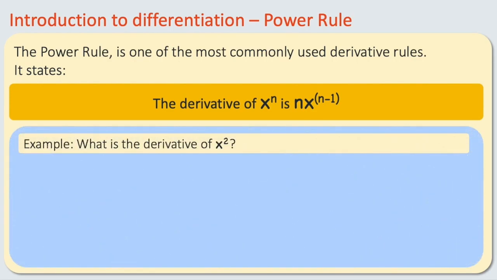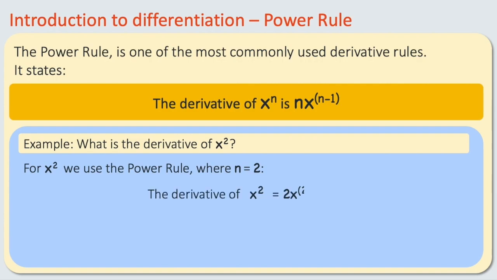Example: what is the derivative of x squared? For x squared, we use the power rule, where n is equal to 2. The derivative of x squared is equal to 2 multiplied by x raised to the power of (2 take away 1).